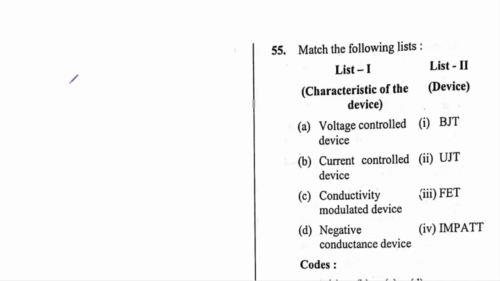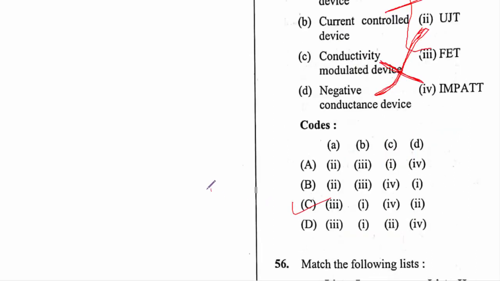55th question. They have given voltage control device, current control device, conductivity modulated device, negative conductance device. On the other side, they have given BJT, UJT, FET and IMPATT. We know that FET is a voltage control device and BJT is a current control device. In the case of UJT, you will have negative resistance, and the conductivity modulated device will be IMPATT. Option C holds good.